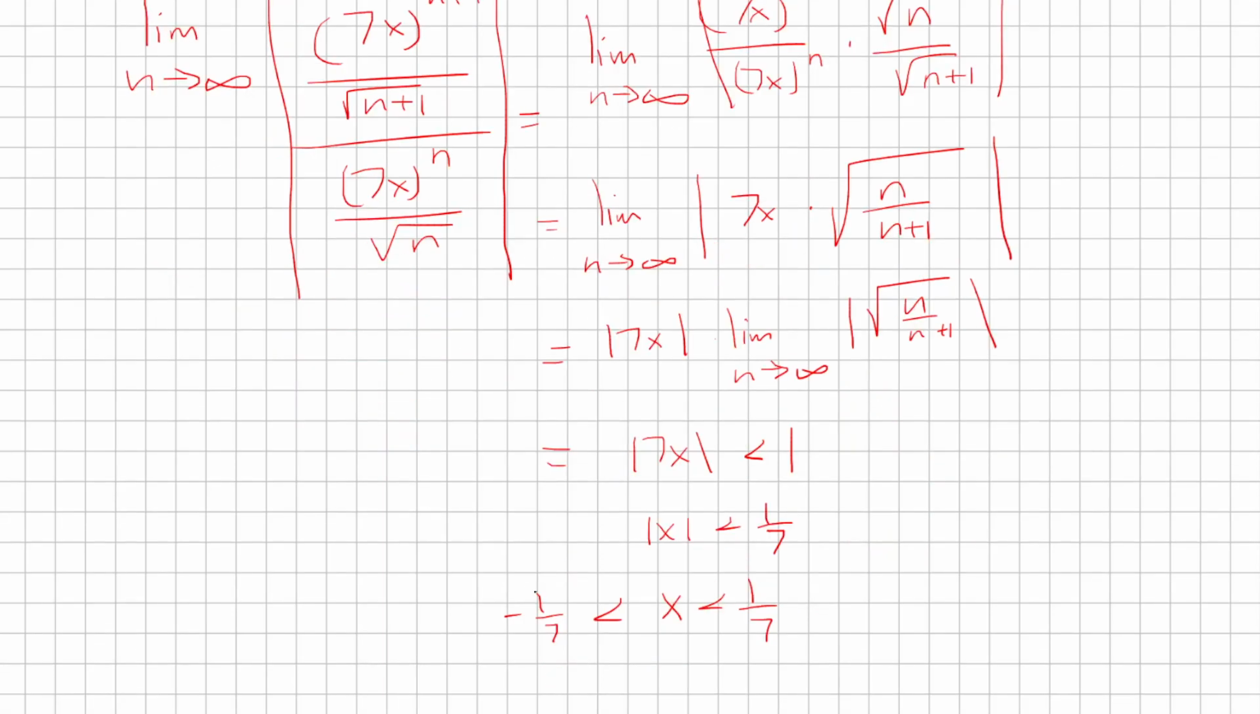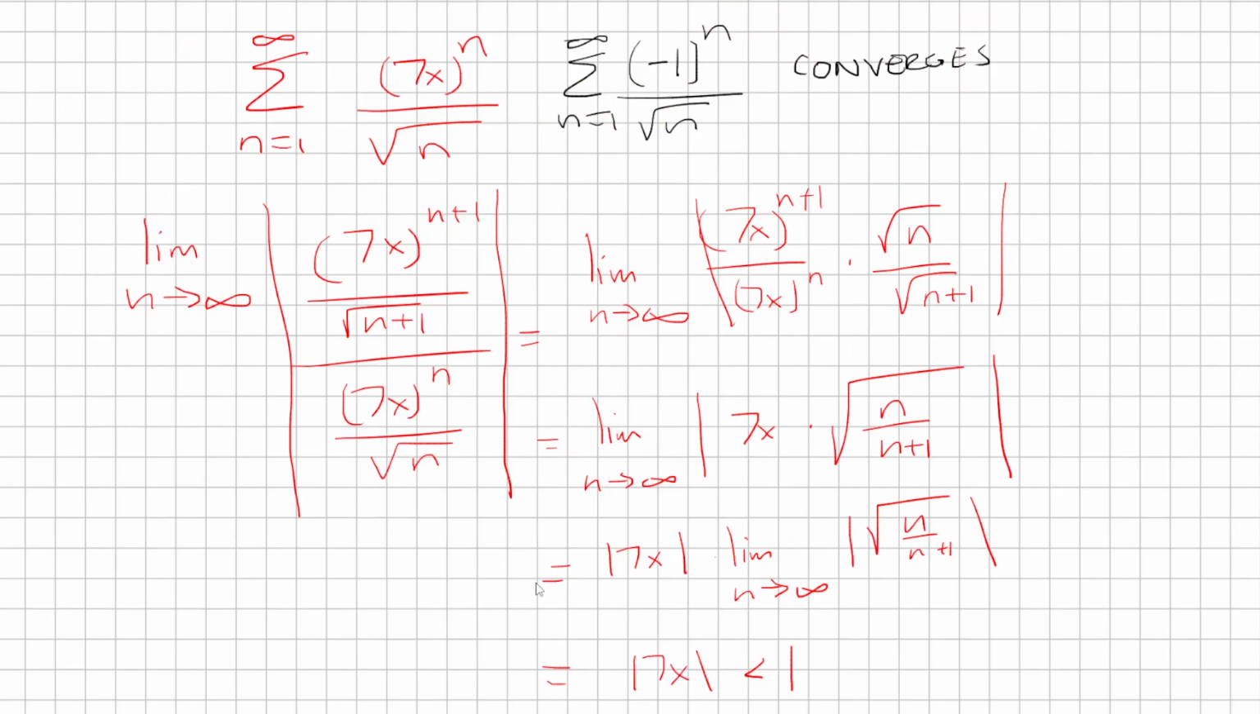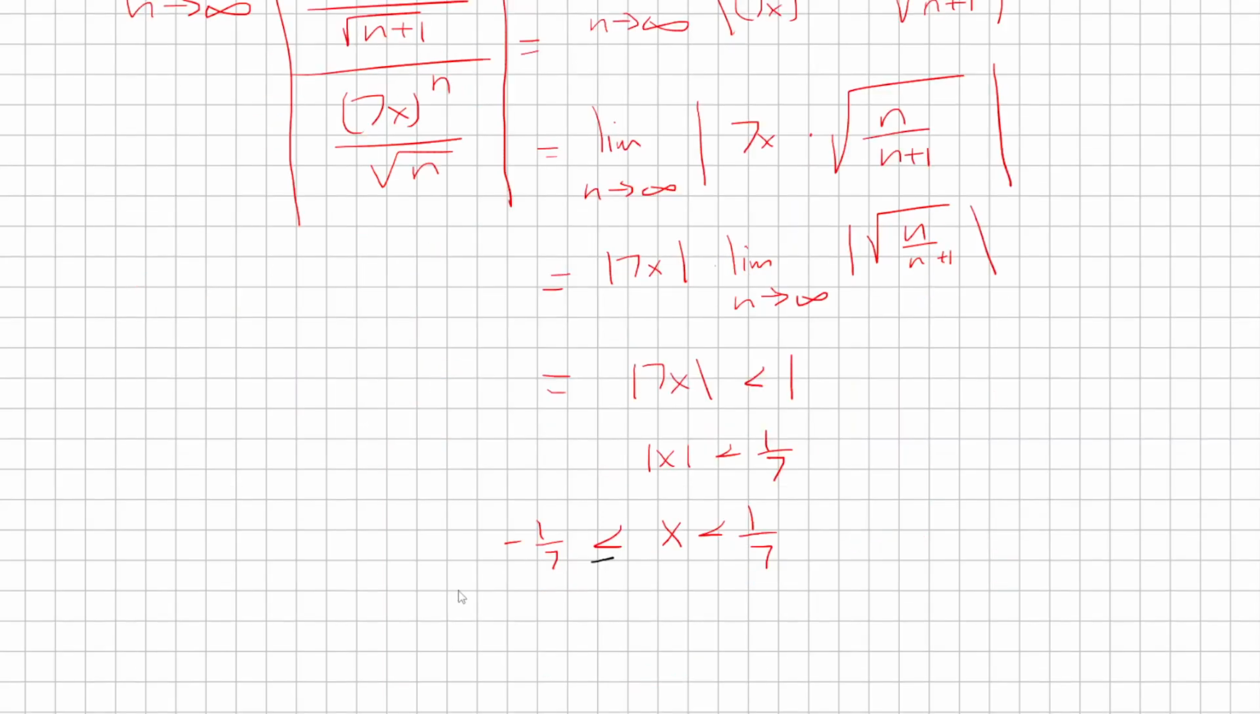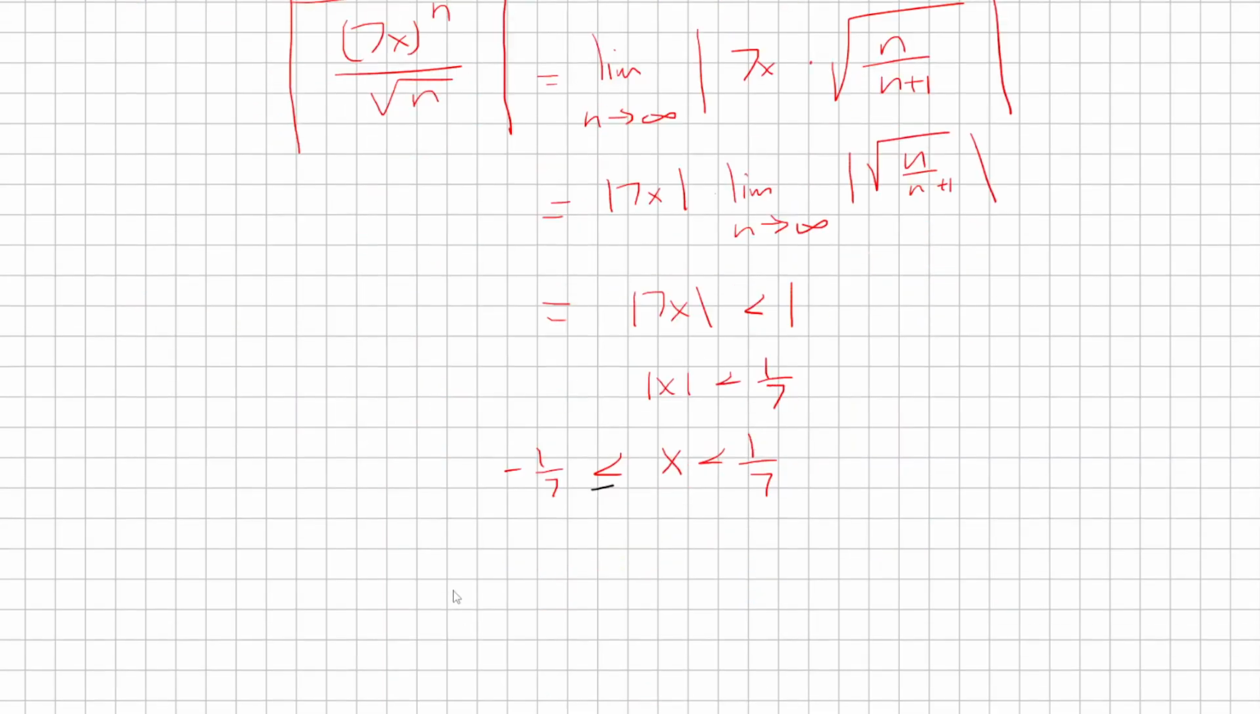But then for 1/7, we plug in x equals 1/7. We have 1 to the nth power over the square root of n. And we know by the p-test, this diverges. So we will not be including 1/7. So now to put this in interval notation, our final answer is negative 1/7 to positive 1/7.